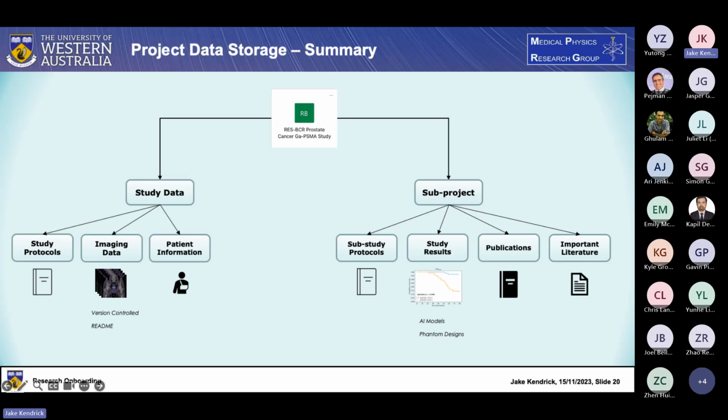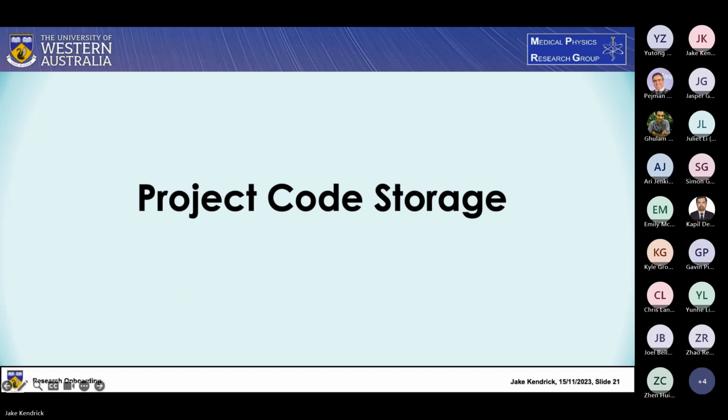And then under your specific sub-project, you'll be storing your sub-study protocol. So if your sub-study protocol is different from the actual study protocol for the full data set, you would store that within this folder. You then have your study results, including AI models and any phantoms that you've designed as part of this project, and your publications and important literature.